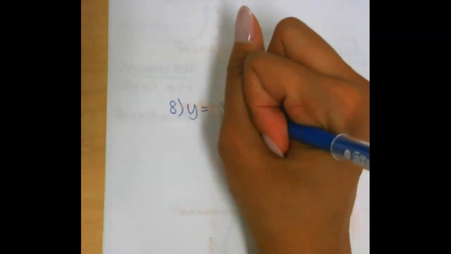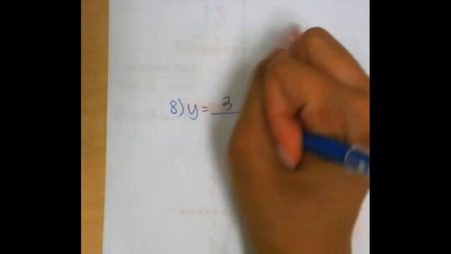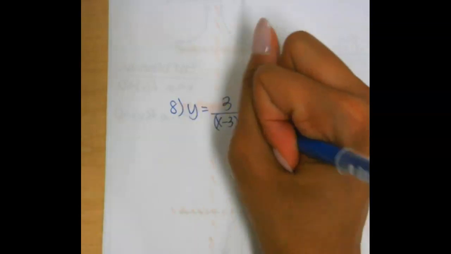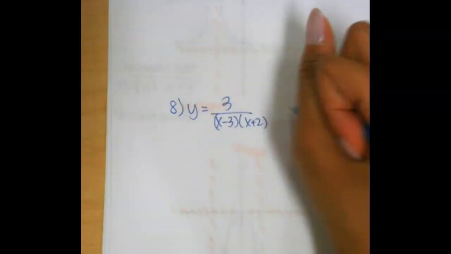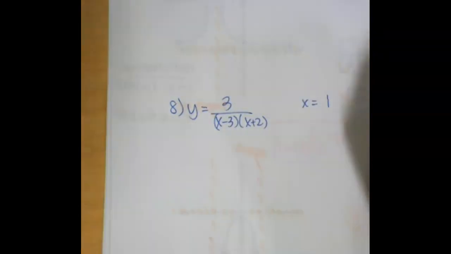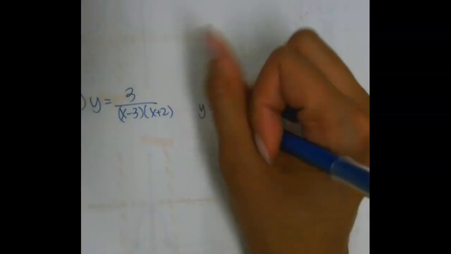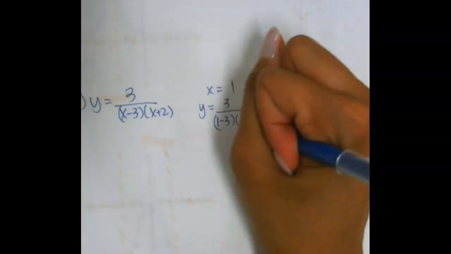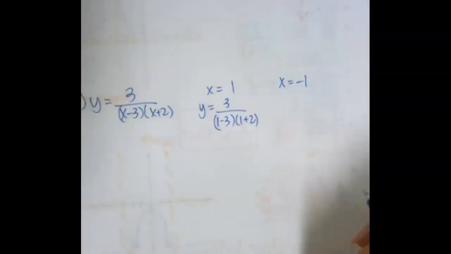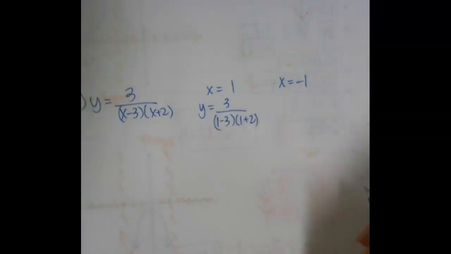So we're going to have y equals, look at my problem, 3 over (x minus 3)(x plus 2). And we're going to check the 2 points, x equals 1 and x equals -1. We're checking both of those. Let me show you what I mean. Okay, we're going to have y equals 3 over, I'm going to plug in the 1, (1 minus 3)(1 plus 2). I don't care about the exact number. I just care about the sign.